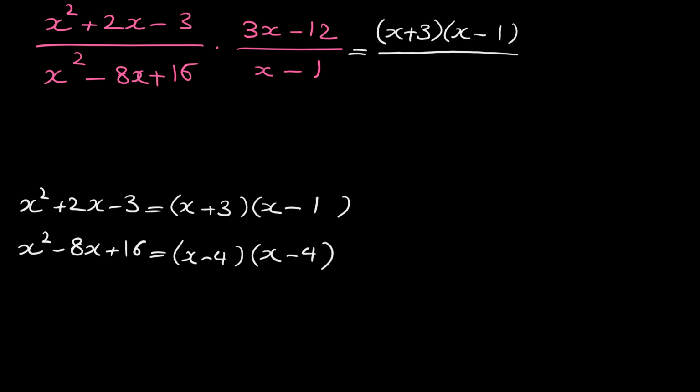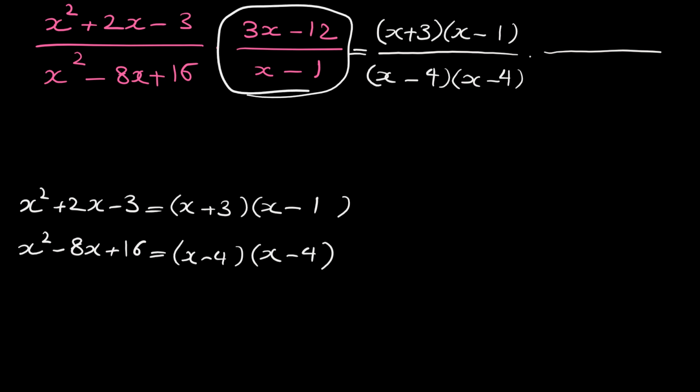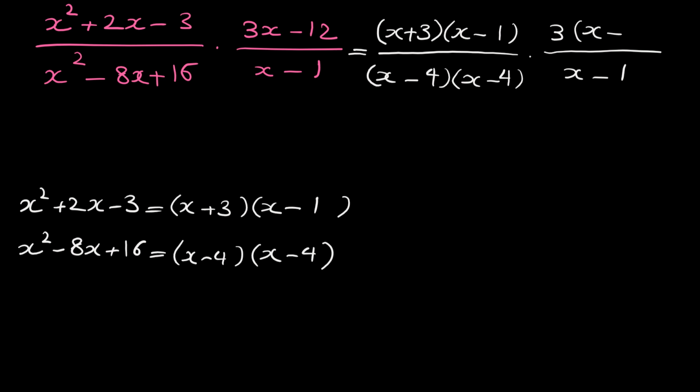Negative 4 times negative 4 is 16. Negative 4 plus negative 4 is negative 8. This is the factored form for this expression. So the denominator can be written as x minus 4 times x minus 4. Now let's move to here. In the denominator, we simply have x minus 1, nothing to be factored. But if we look at the numerator, between 3x and 12, we can factor a common factor. What is the common factor between 3x and 12? Yes, it is just 3. So we have 3 times x minus 4.